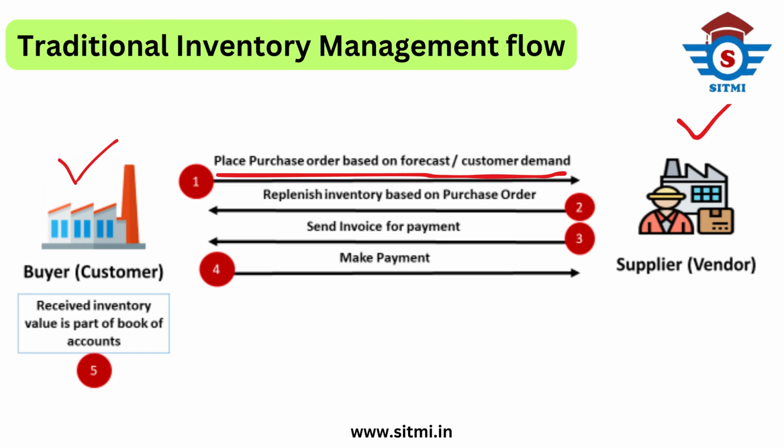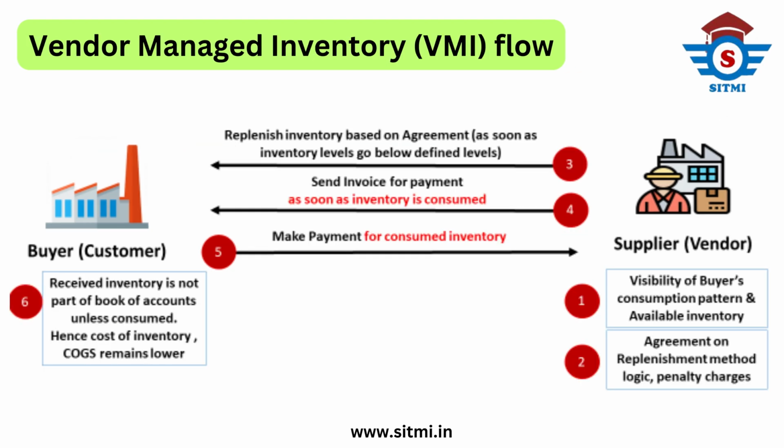Now here it is very important to understand that whatever inventory is received by the buyer from the supplier is recorded in the book of accounts. That means whatever inventory is received from the supplier is calculated as a part of inventory cost. Now let's talk about how it is different in VMI.